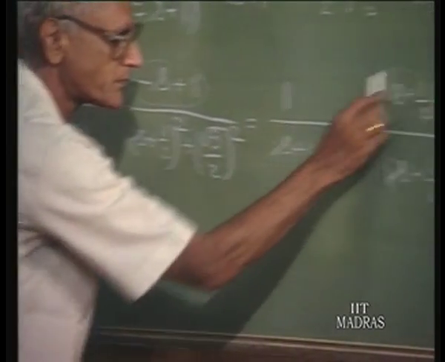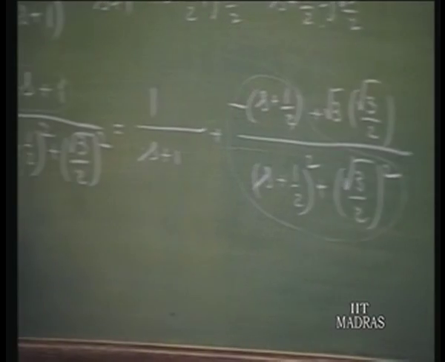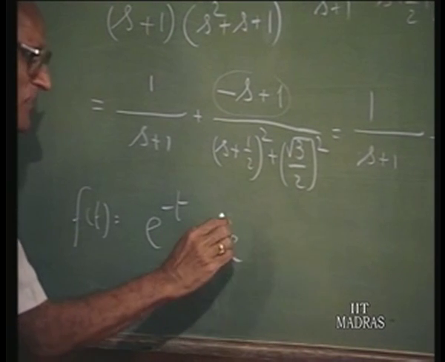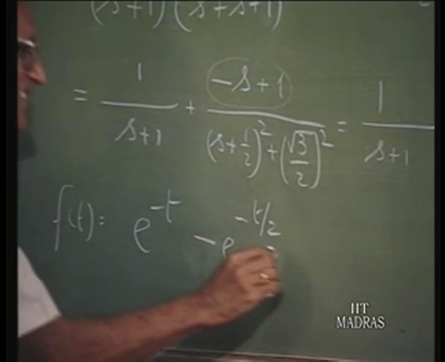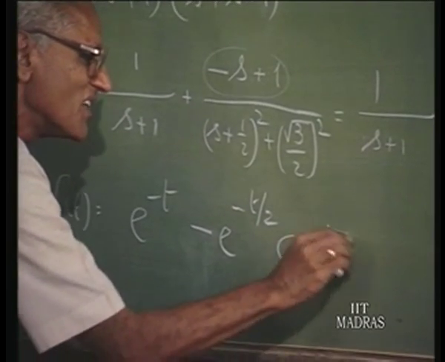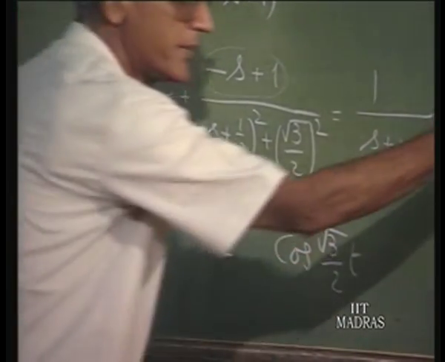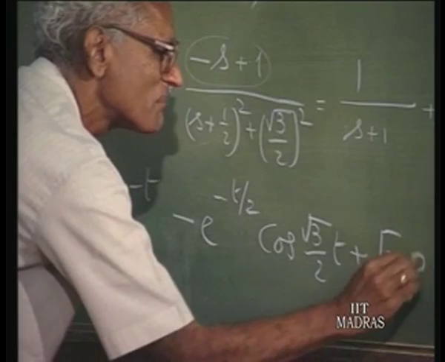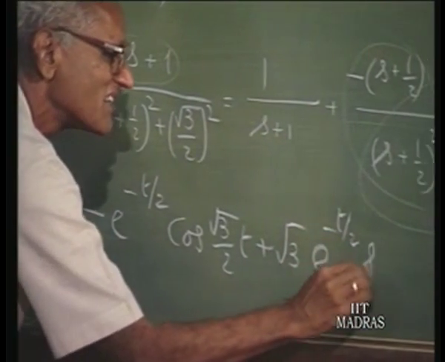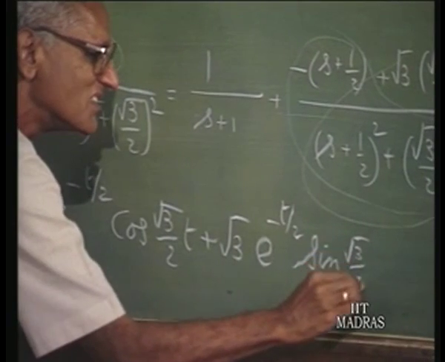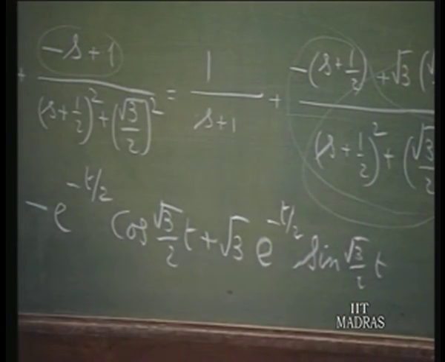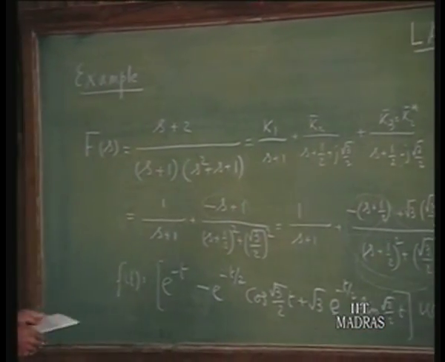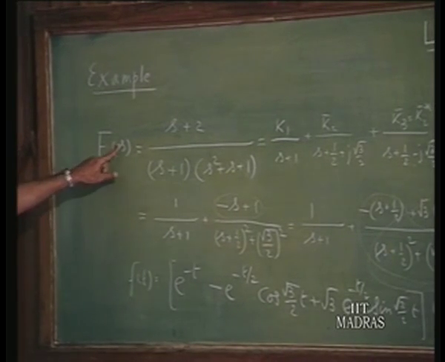corresponding to this term you have minus e power minus t upon 2 cos root 3 upon 2 t, and corresponding to this term you have plus root 3 e power minus t upon 2 sin root 3 upon 2 t. Of course the whole thing is multiplied by u of t. So that is the inverse Laplace transform of this given rational function.